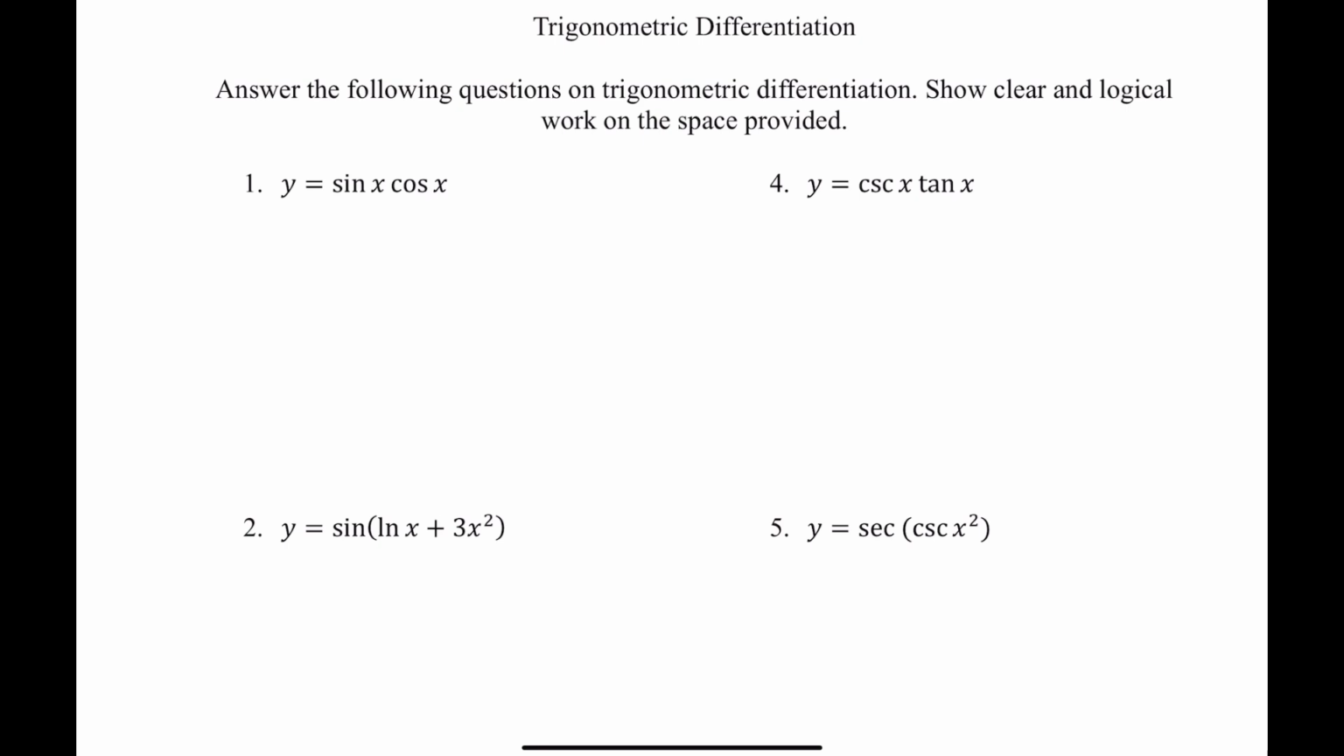Number 1 reads y equals sine x times cosine x. So that means y prime is going to be cosine x times cosine x plus negative sine x times sine x, right? That is cosine squared x minus sine squared x.